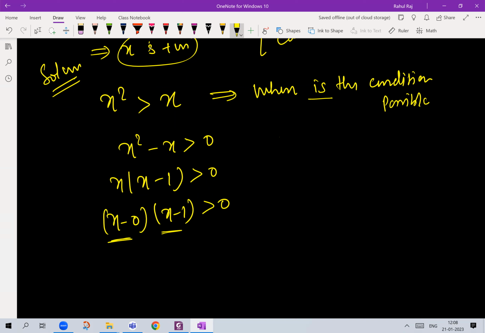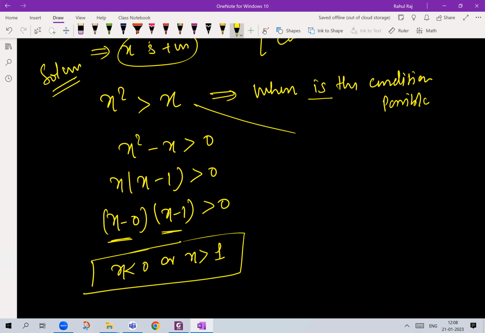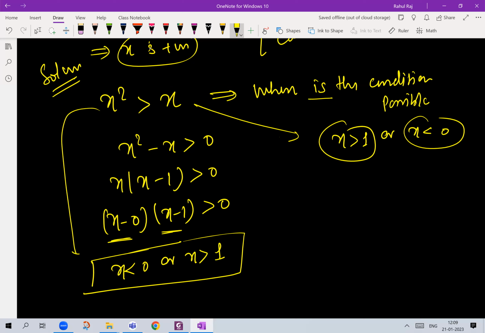Now imagine x minus a into x minus b greater than 0 means what? x is less than 0 or x is greater than 1. And this is exactly the same thing we got by thinking when the condition is possible, for what values of x this is possible. That is, x is greater than 1 or x is less than 0. So whether you solve or whether you think, eventually both solutions will be the same. It's up to you to solve this and get x less than 0 or x greater than 1, or to just think when the condition is possible.